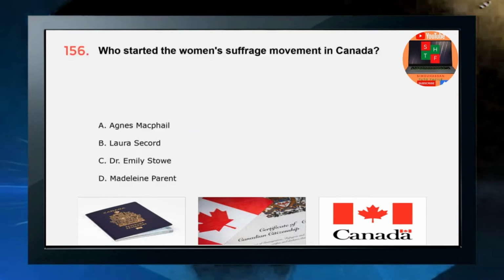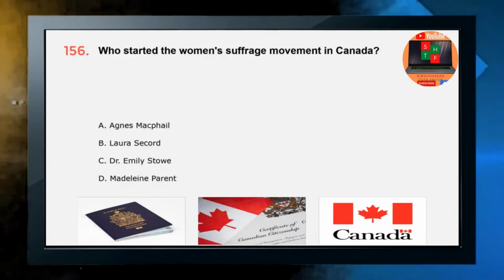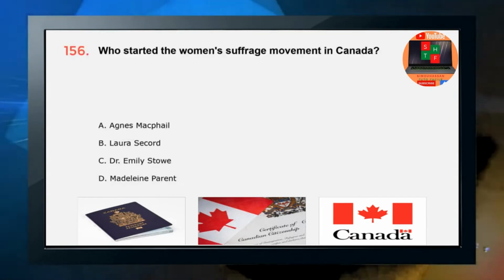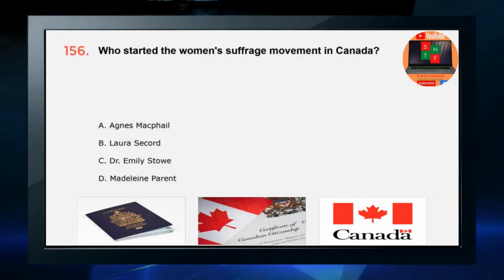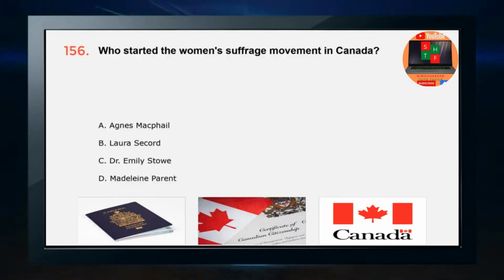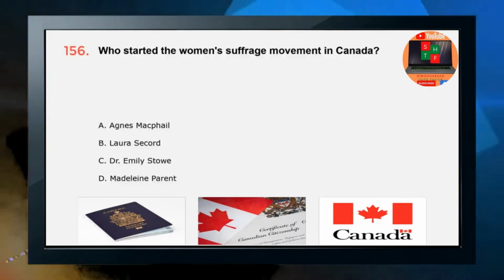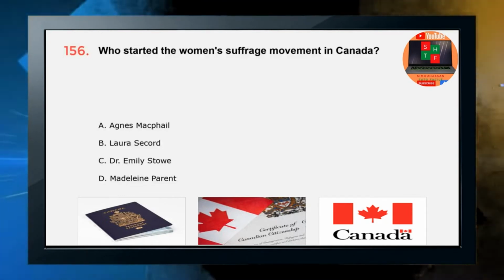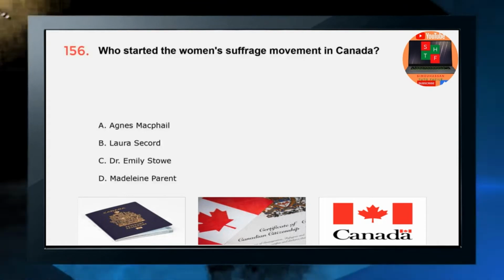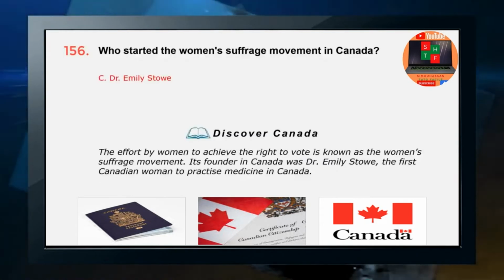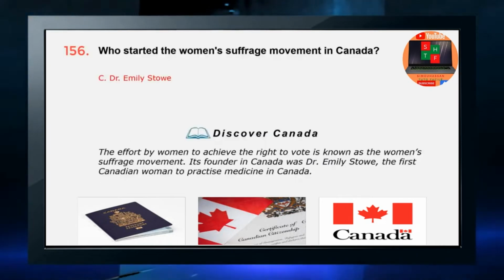Question 156. Who started the women's suffrage movement in Canada? A. Agnes MacPhail. B. Laura Secord. C. Dr. Emily Stowe. D. Madeline Parent. The answer is C. Dr. Emily Stowe.